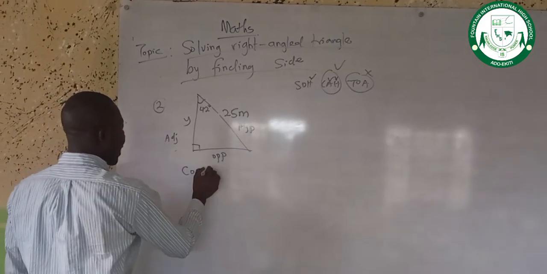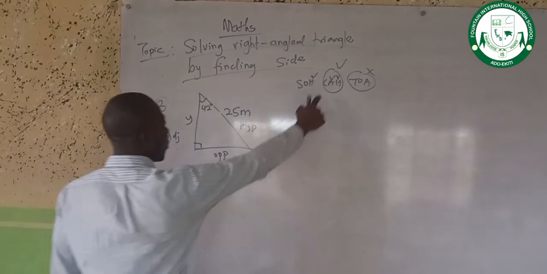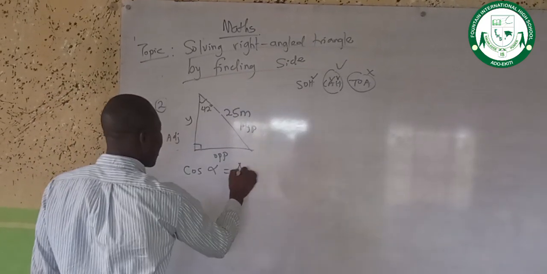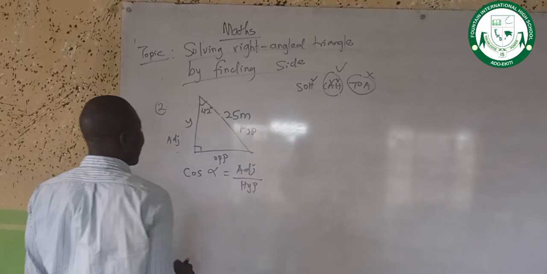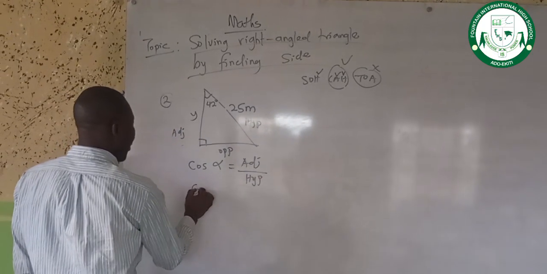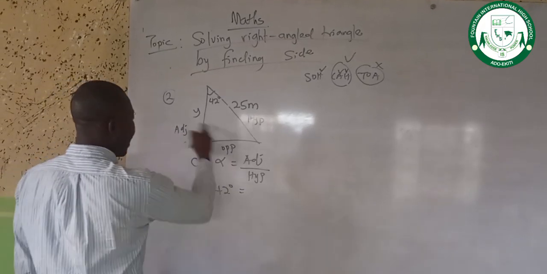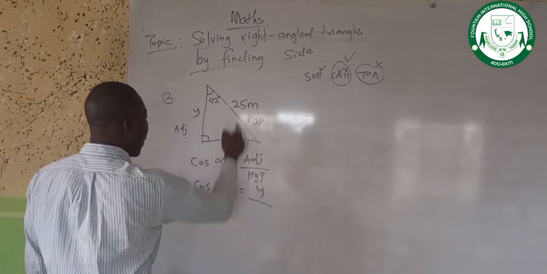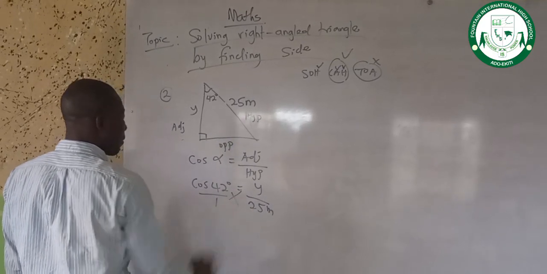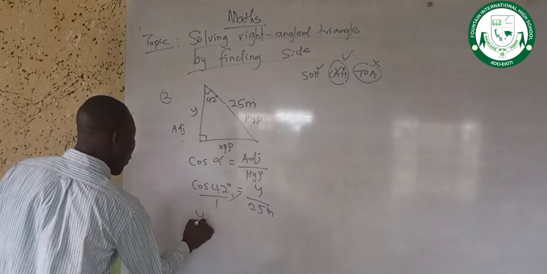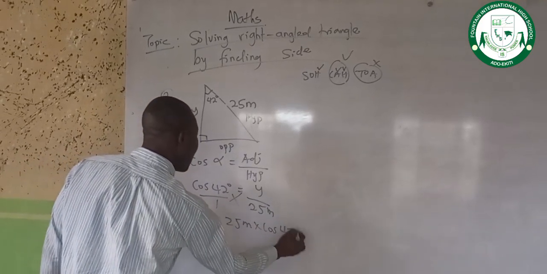Let's use alpha this time around instead of theta. Cos alpha equal to adjacent over hypotenuse. That is cos 42 degrees to be equal to my adjacent here, which is y, all over my hypotenuse, which is 25 meters. So we also cross multiply again. This one will give us y to be equal to 25 meters multiplied by cos 42 degrees.